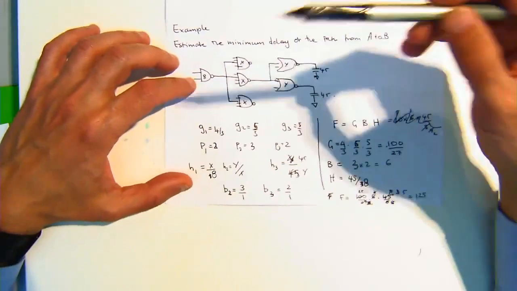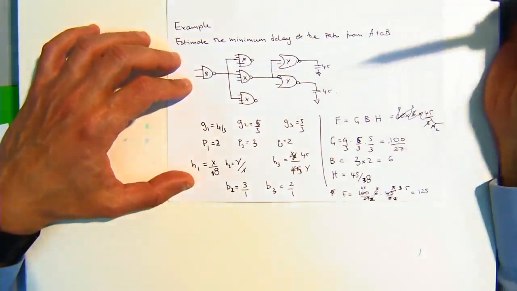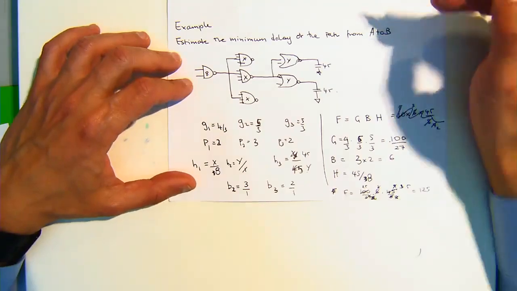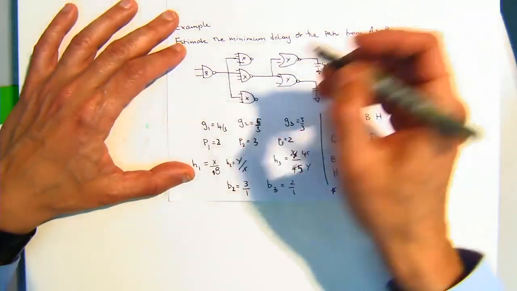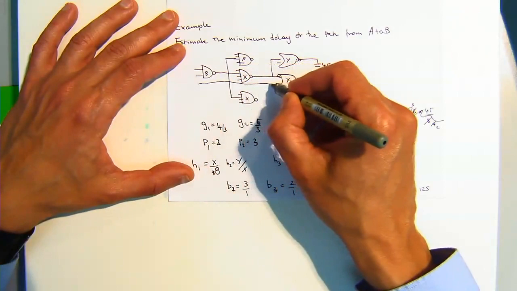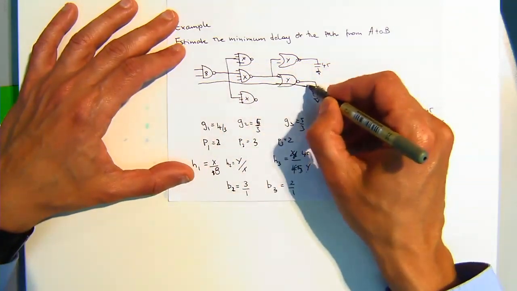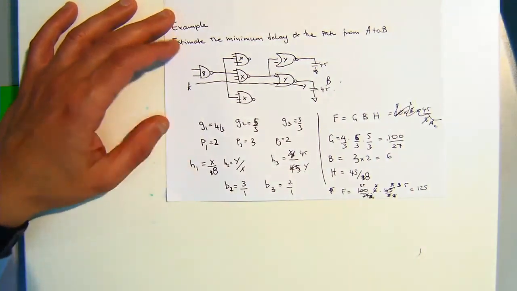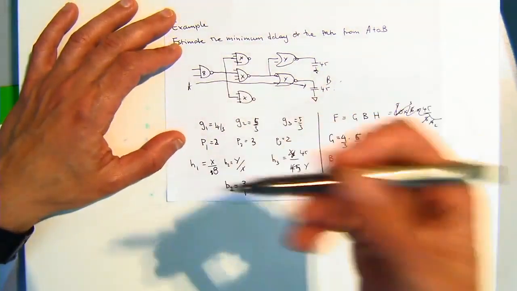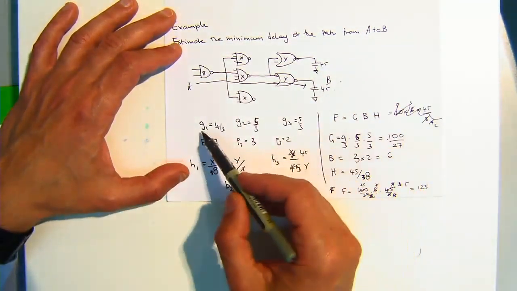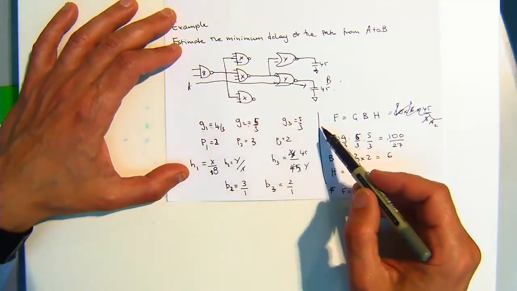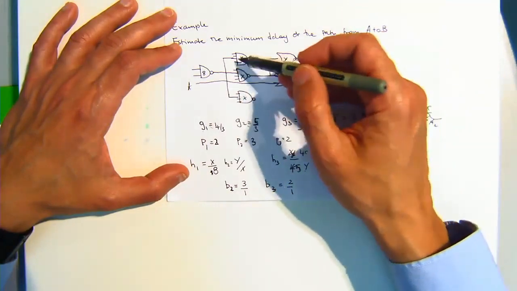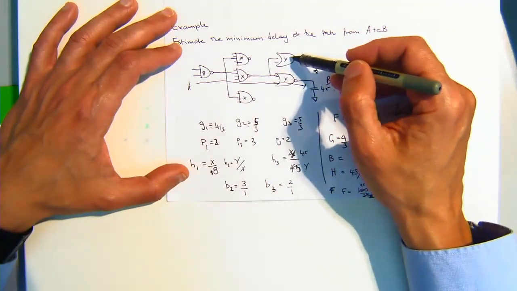Okay, so let's look at this particular example, and we want to work out the delay from some path A to B. What we do is go through the tables and work out what the logical effort for each of these components is going to be. Remember, some of these have got 3, some have got 4 inputs, some of them have got 2 inputs.